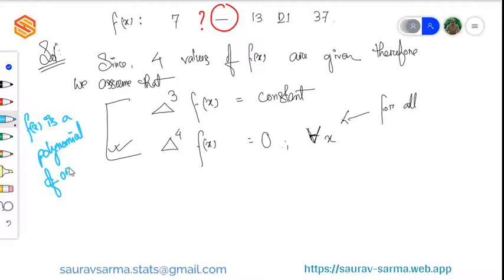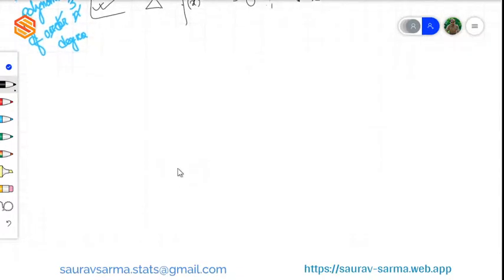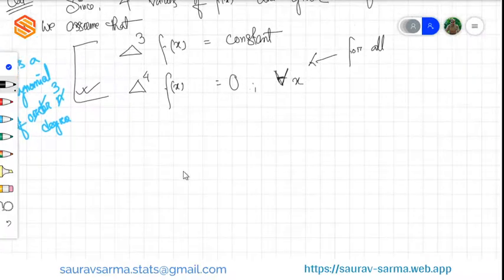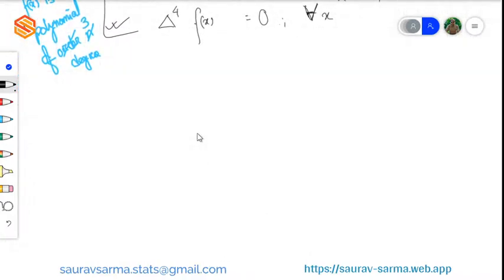of order n or degree n, sorry not n, of order 3, right? We are assuming up to order 3, okay. So now what we will do is, according to this property of delta to the power 3 and delta to the power 4, we will try to find it out, okay?